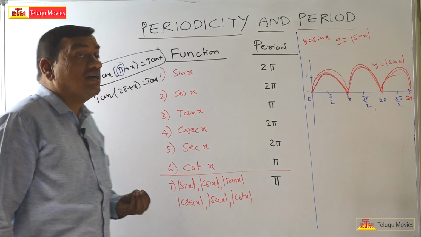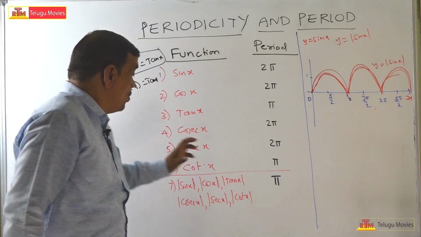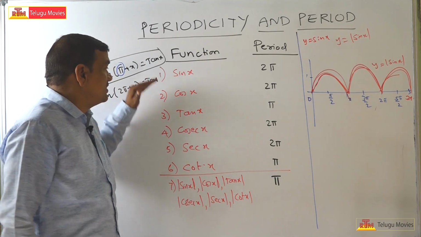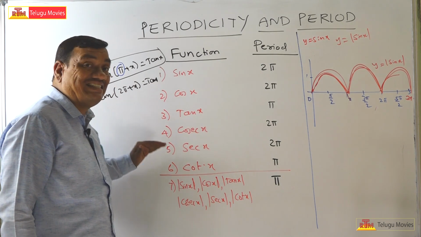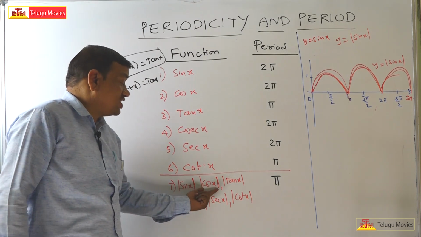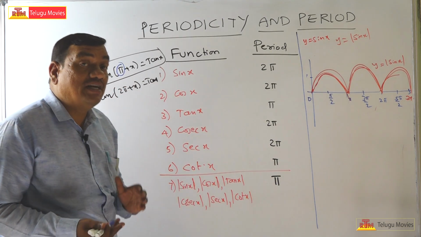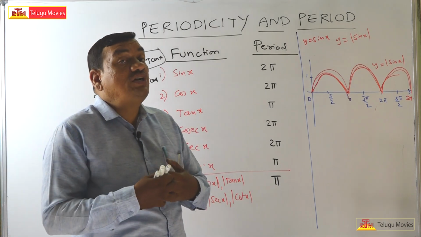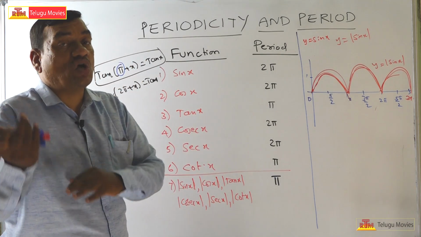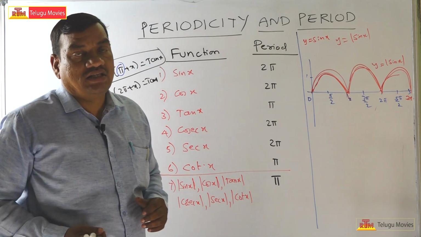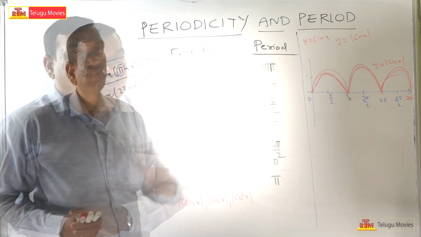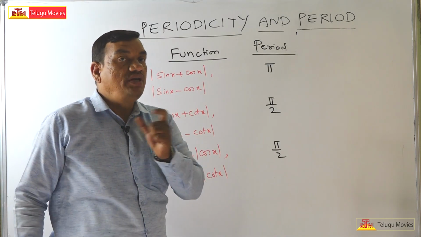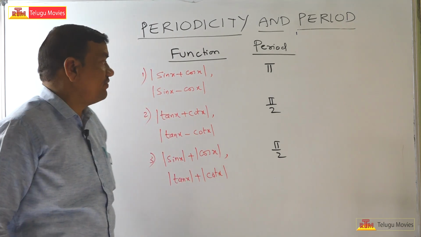Let us see periods of some more functions. Here we have seen the individual functions: sin x, cos x, tan x, cosecant, secant, cot, modulus of sin x, modulus of cos x. Now what are the periods of combinations of the trigonometric functions? That means sin x plus cos x, tan x plus cot x, like that. What are their periods? Let us see.